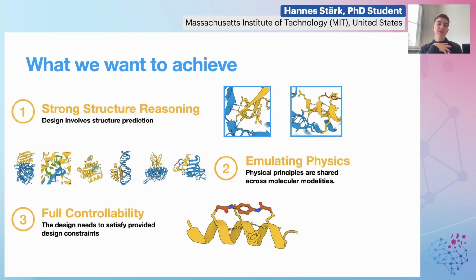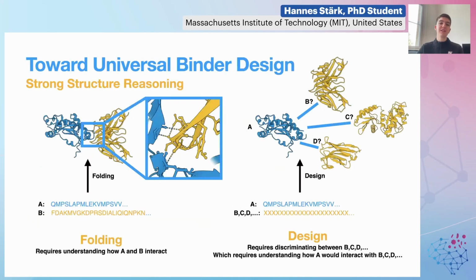So let's remind ourselves, what do we want to achieve? One, we want strong structural reasoning. Two, we want to get closer toward emulating physics with our model. These two goals are toward the end of being able to generalize to novel targets. And then three, we want full controllability. So we want to be able to control the design and the constraints on it as desired by our human experts using the program.